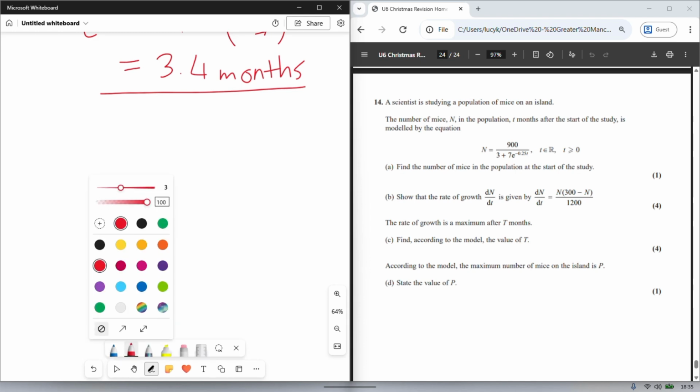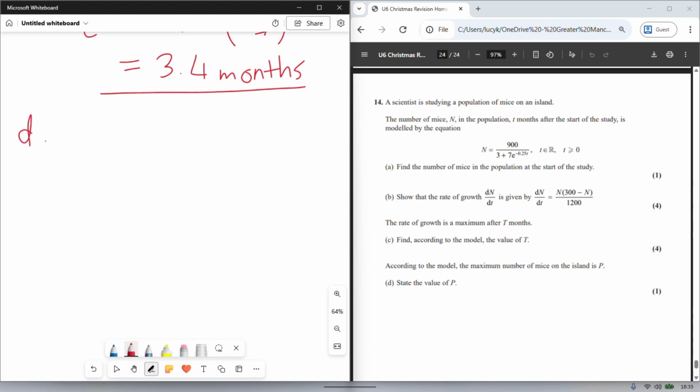This question feels like it's very long. So, part D now is, according to the model, the maximum number of mice on the island is p. State the value p. So this is where we are trying to find the maximum value of n. So this time we definitely are trying to find the max value of n. And I feel like this question is meant to make you question if you did find the maximum of n in the previous question. It's meant to make you go, hang on, why are you asking me to do the same thing twice but giving me far less marks for it this time?